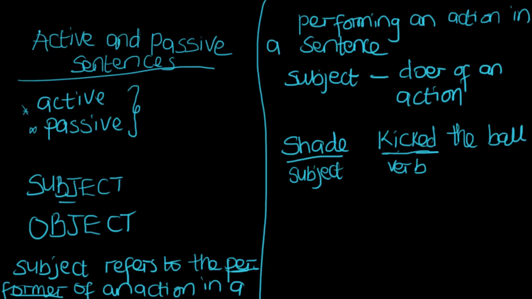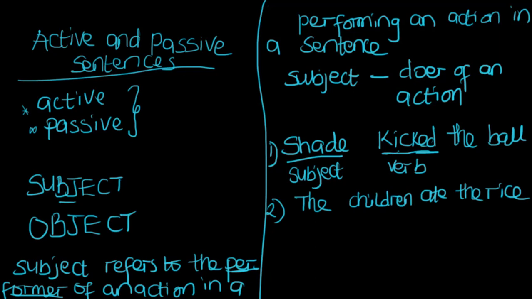Let's call this example 1. Other examples. The children ate the rice. What's the action that is being performed there? Eating. So ate is the verb, right? Who ate the rice? The children. Therefore, the children is the subject. Who is doing something? Who is performing the action? That is what we refer to as subjects.